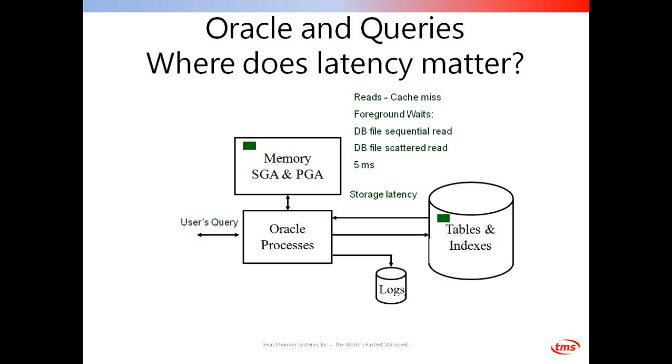So when you're looking at AWR or OEM or some other tool that's reporting back Oracle waits, and you see DB file sequential reads, DB file scattered reads, DB file parallel reads, direct path read temp, direct path read, these other types of waits, and their latency is exceeding this 3 to 5 milliseconds, then you have a storage latency problem.